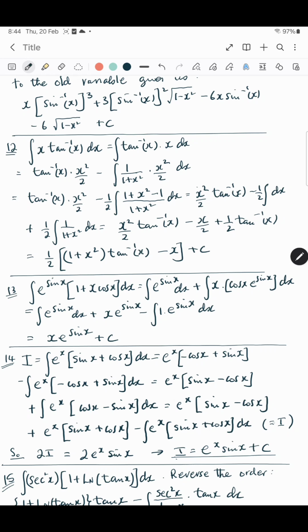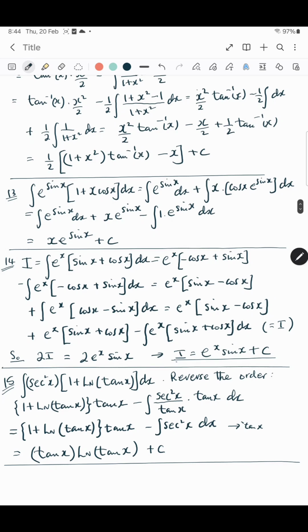And you notice that this last bit is just equal to the integral we're trying to find. And so twice our integral will equal 2 e to the x sine x on simplification, and so I is e to the x sine x plus c.